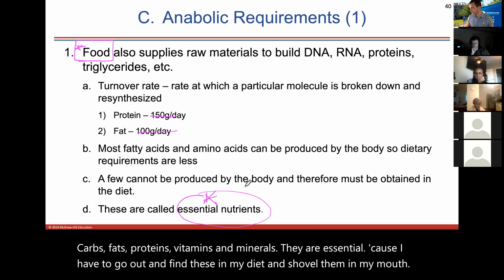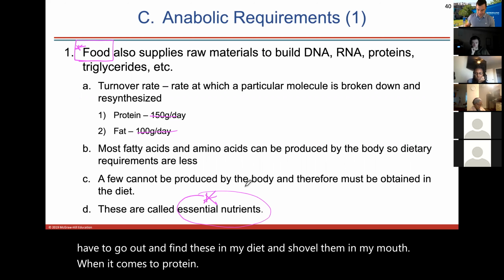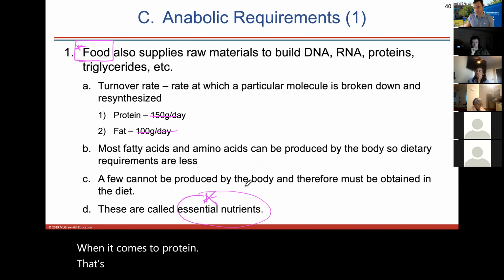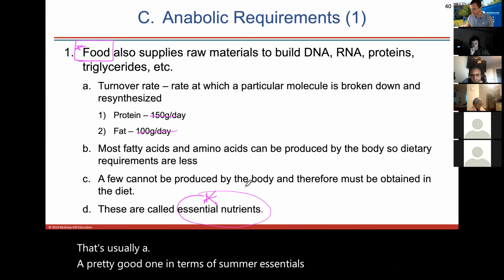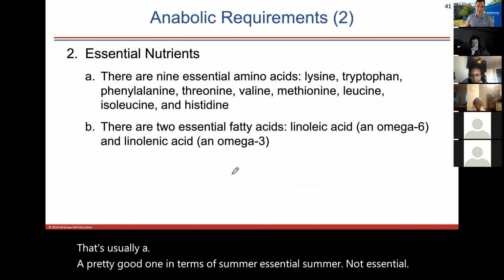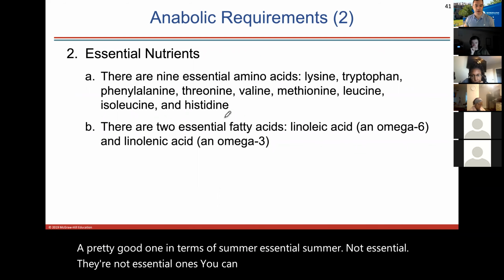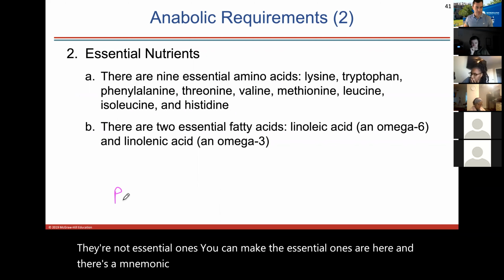When it comes to protein, that's usually a pretty good one in terms of some are essential, some are not essential. The non-essential ones you can make. The essential ones are here. And there's a mnemonic. It's something that gets asked quite a bit. I don't know why.